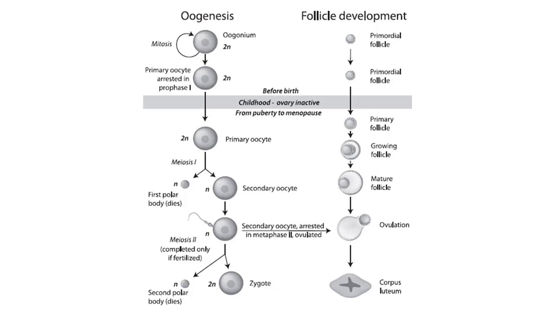So you get 23 chromosomes from dad. What do you get from mom? Everything else. You get the 23 chromosomes, but you get the bonus of all the Golgi, all the mitochondria, all the endoplasmic reticulum, all the ribosomes, all the cytoplasmic stuff has to come from mom.